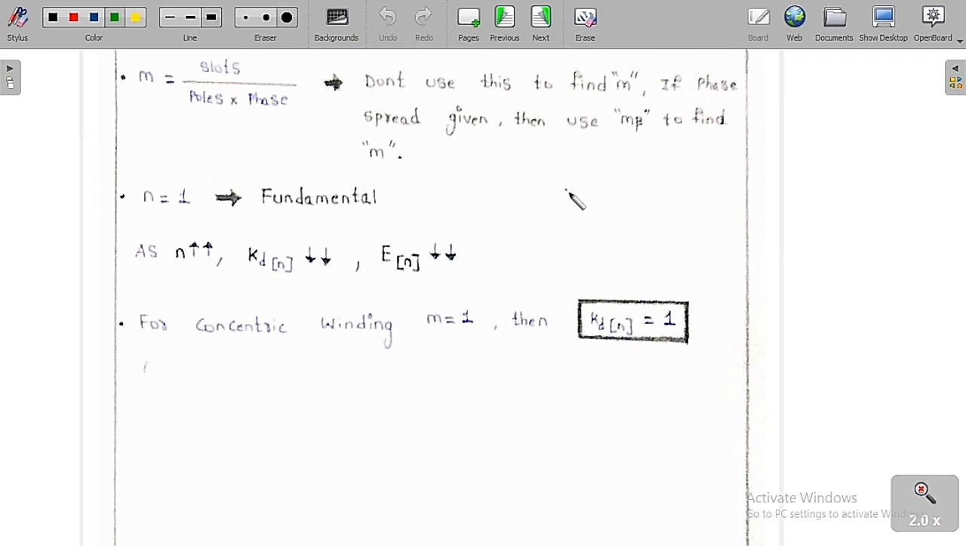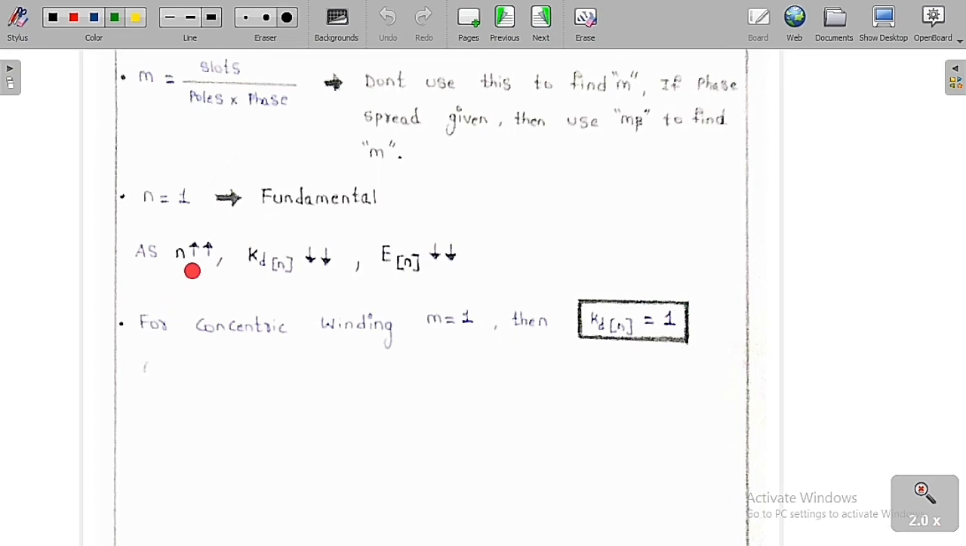It's a very important thing that you always need to understand. If in the questions they give you the phase spread, then use m into beta to calculate the value of m, but don't use the general formula for slots per pole per phase. Instead of that, use m beta to calculate m. So n equal to 1 is called the fundamental component.